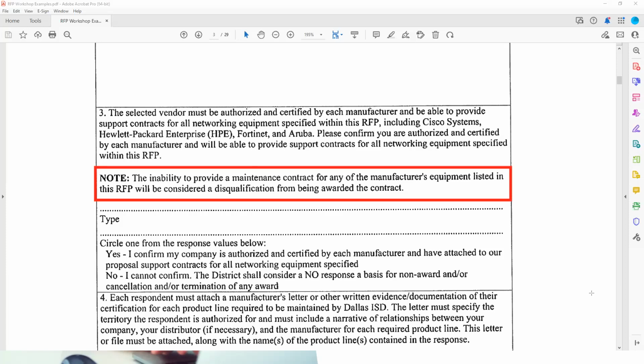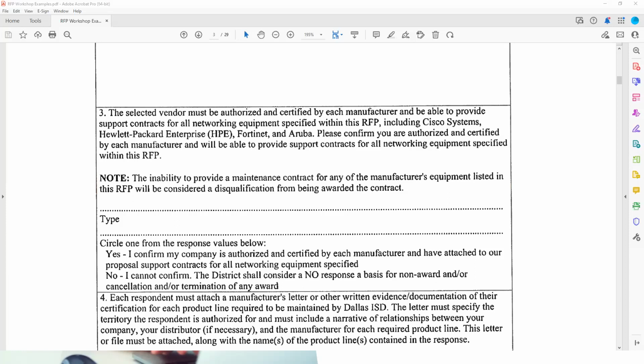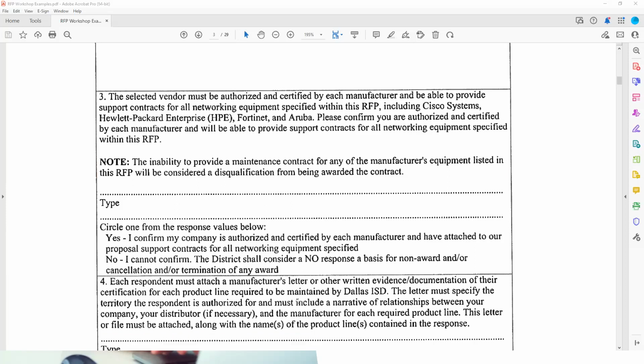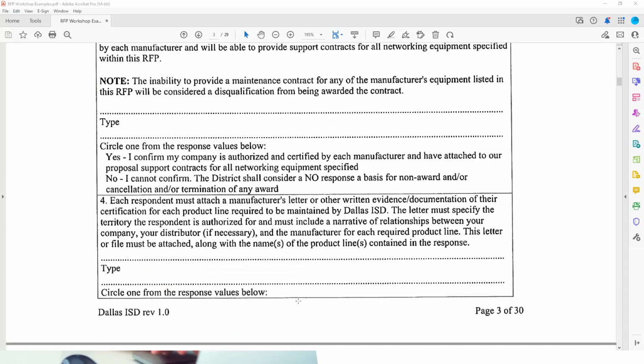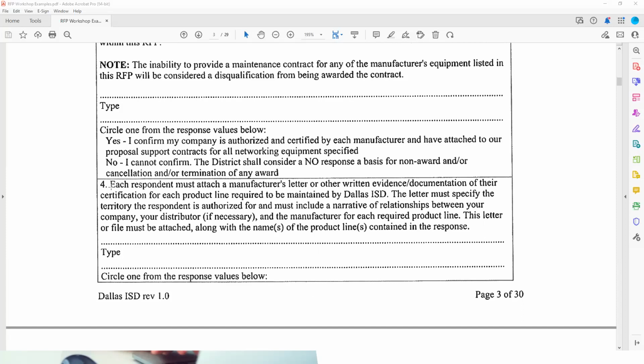Again, they're letting us know, if you don't have this and you can't provide us what we're asking you for, guess what? You're disqualified, okay? And see, what'll happen is you'll have somebody that'll reply and they'll have Cisco systems, they'll have HPE, and they'll have Aruba, but not Fortinet. But they're telling you right here that if you don't have these things and you can't prove it, you're going to be disqualified.